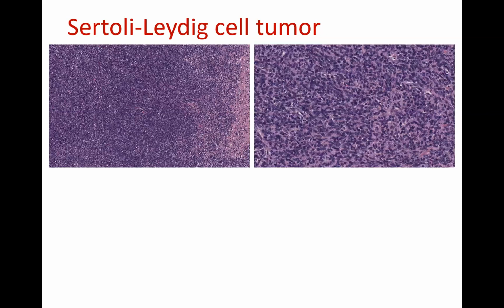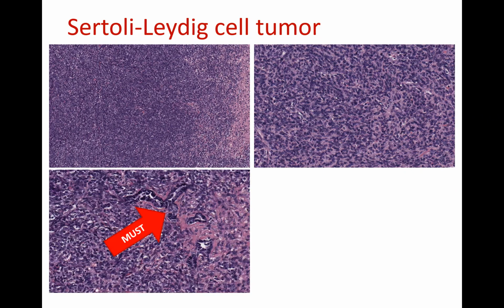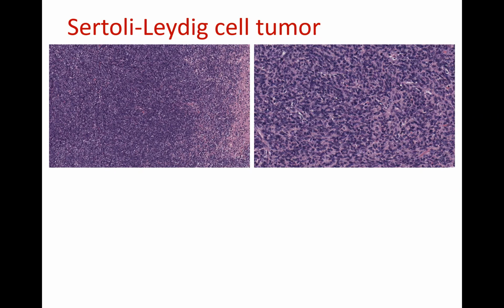High power, yeah, I see cells are trying to arrange themselves in small cords. There is a little bit of linear differentiation. Thecoma is not going to do that. That's more like sex cord arrangement. I start to think of Sertoli maybe. I cannot make a diagnosis of Sertoli. You cannot. You are forbidden from making a diagnosis of Sertoli unless you see tubules. And I say this is a must. So if you get a tumor like this without tubules, but you think it could be Sertoli, what should you do?